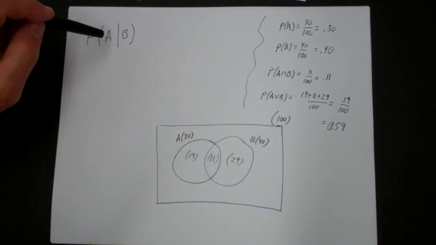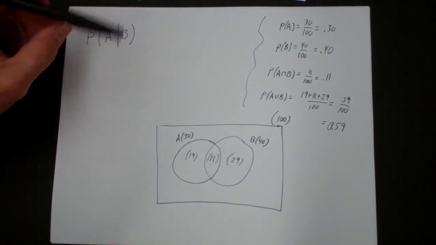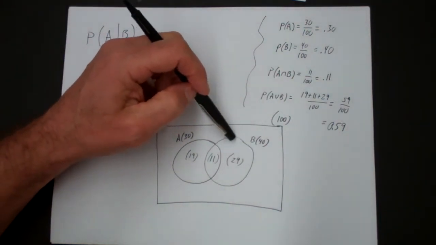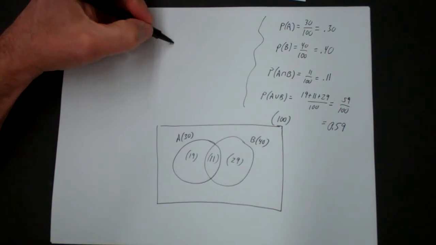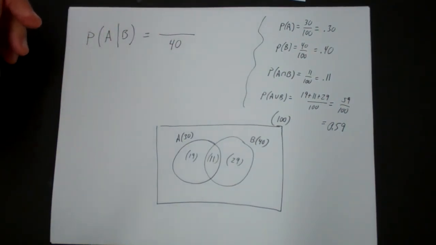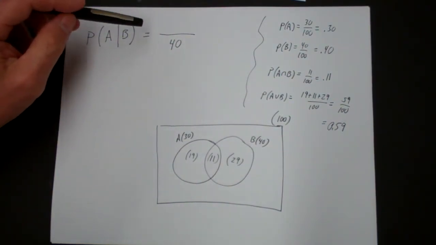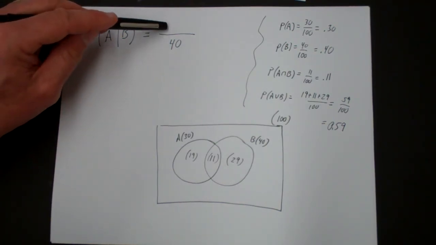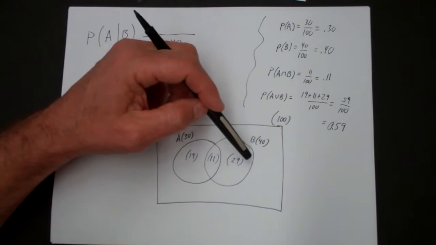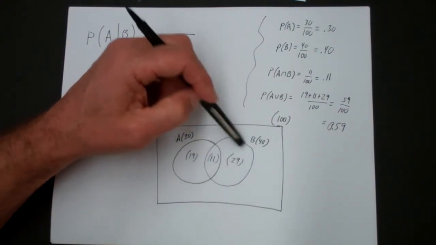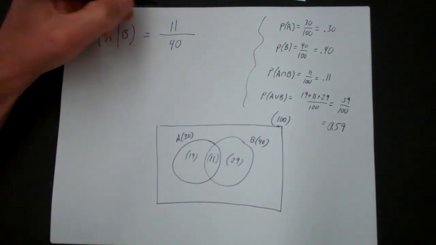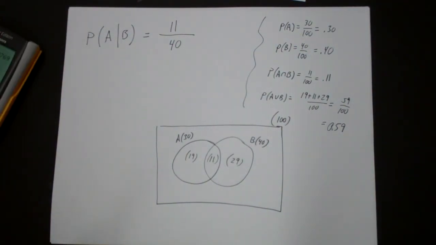Now let's look at conditional probability, the probability of A given B. Well, here you know B has happened, right? So B has happened, so that's the denominator, so that's 40. And now, on the numerator, you have to think about what is the probability A happens when B has already happened. B has already happened, so those are the only 40 that matter. And then here, this is 11. So your final answer is 11 over 40.